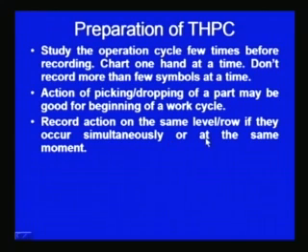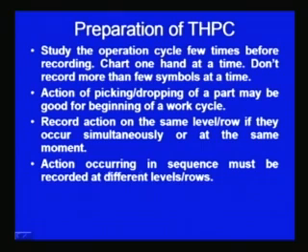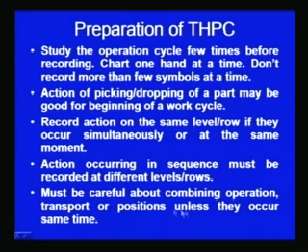If the activities are not occurring at the same moment, then they will be recorded at different levels in different rows. So, actions occurring in sequence must be recorded at different levels and rows, and care must be taken to avoid unnecessarily combining different elements, like combining operations and transport or transport and positioning, unless they actually occur at the same time.